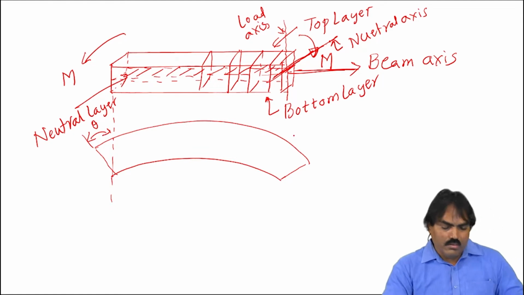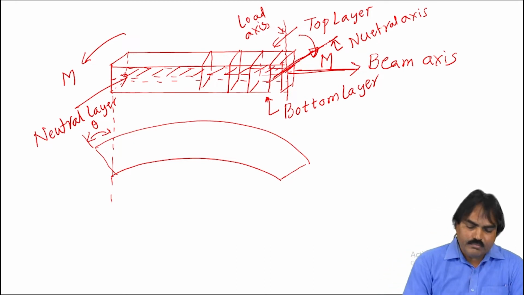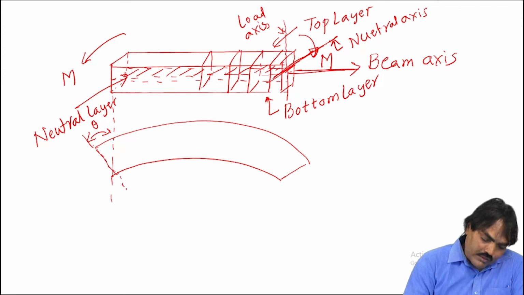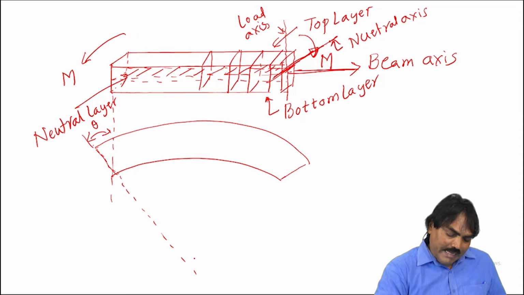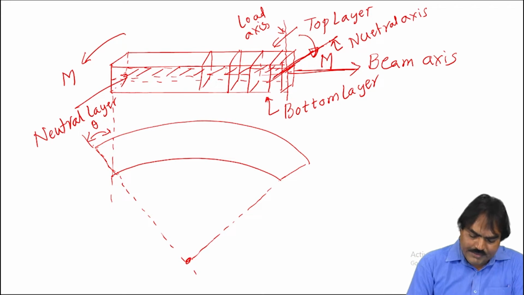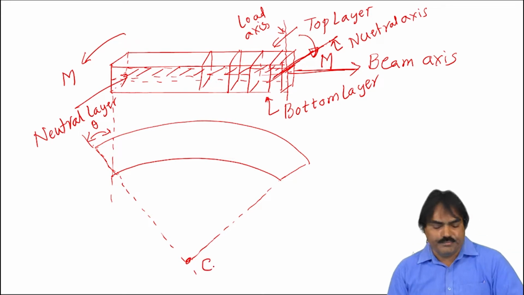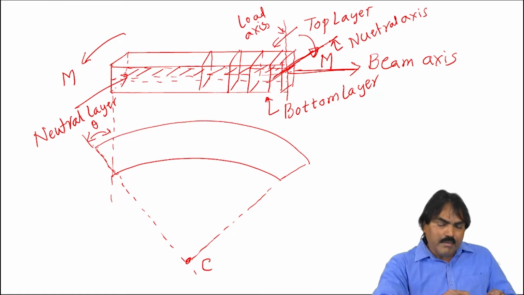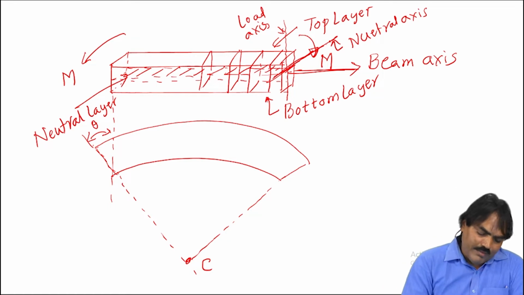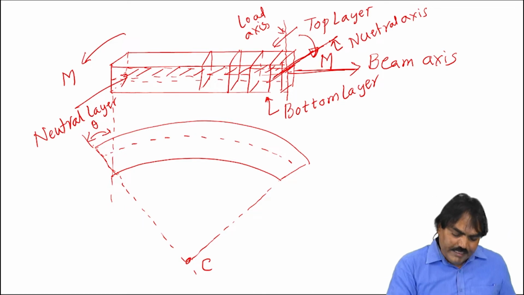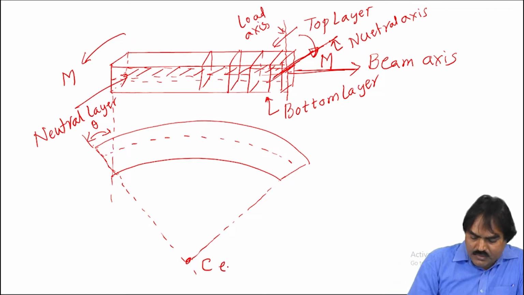So, this is the assumption he made. Now, when you extend the tangents where the cross section undergoes rotation, they will meet at a particular point. That point is called the center of curvature. So, he assumed that the beam undergoes bending in the form of a perfect circular arc, and when you extend the tangents to the end surfaces, they will meet at a point called C, that is the center of curvature.